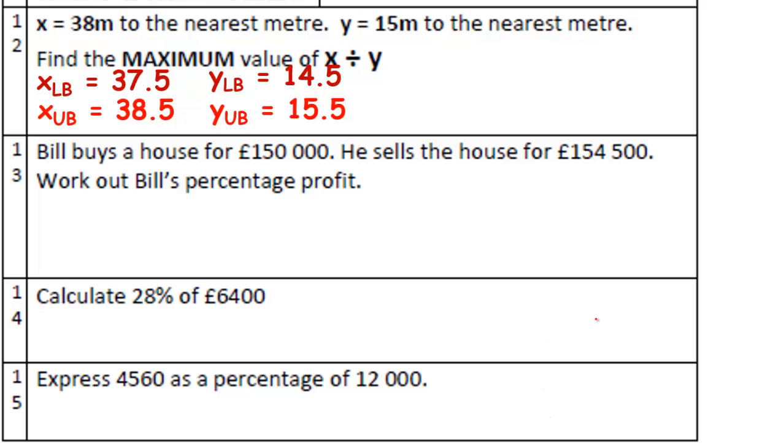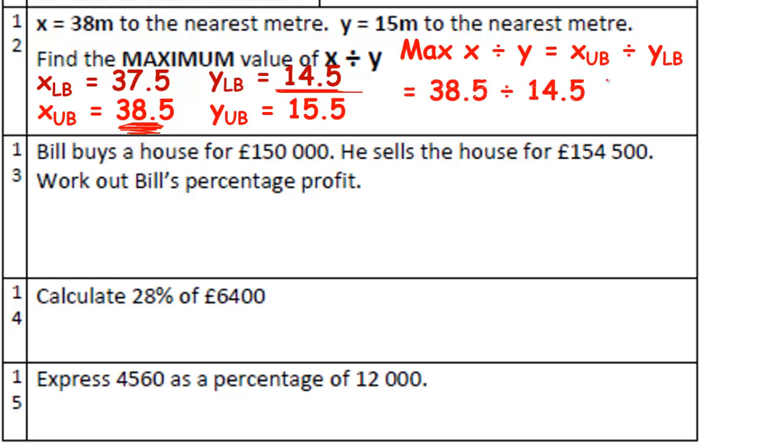They want us to find the maximum value of x divided by y. So we're going to get the biggest value of x divided by the smallest value that y could be. So we're going to use the biggest value of x, 38.5, and divide by the smallest value that y could be. Yep, as I've indicated there. And your answer is going to be 2.655. And I've just put the rest of the numbers there. In an actual exam question, they will tell you how many decimal places to write it to.